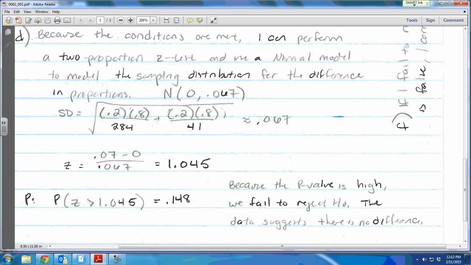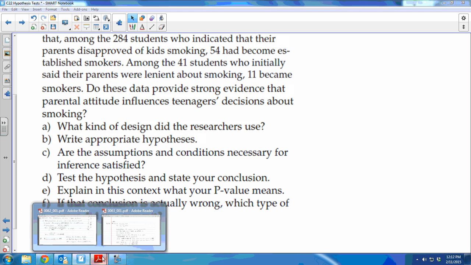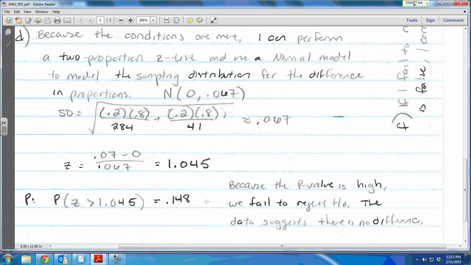Questions about that? Again, similar stuff we've been doing. There's 2 more pieces of this question. On E, explain in this context what your p-value means. We've been practicing this. It's a very similar statement. Your p-value is 14.8%, right? So assuming our null hypothesis is true, therefore assuming no difference, then 14.8% of the time, we would see data or a difference like we got here.